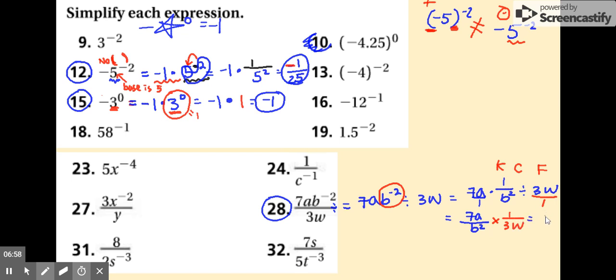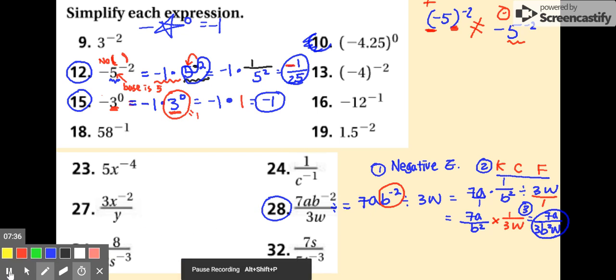If you combine them, 7a, and if you combine the bottom, I usually put the number first. That's what Algebra 1 classes do. So 3, then b squared, alphabetical order, w. If you have this, then you're good to go. I know it has a lot of steps, but the first thing you need to do is deal with negative exponents. Then you do keep, change, flip, and you simplify it. So I really need you to remember the steps. The rest of them, I need you to do for the classwork.